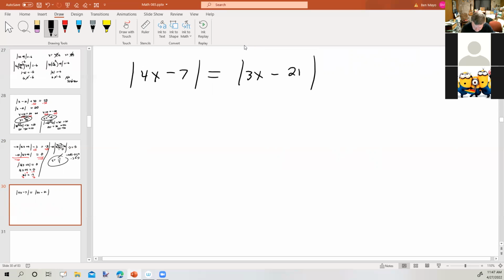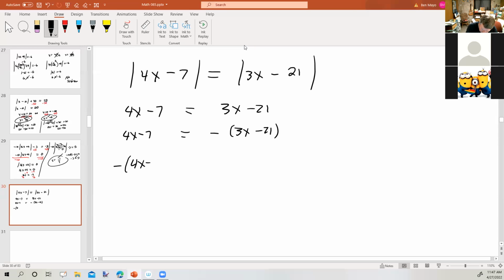All right, now, let's take a look at the possibilities here. There's four of them. We could take what's inside equals what's inside. We could take what's inside equals the opposite of what's inside. We could take the opposite of what's inside equals what's inside. And we could take the opposite of what's inside equals the opposite of what's inside.